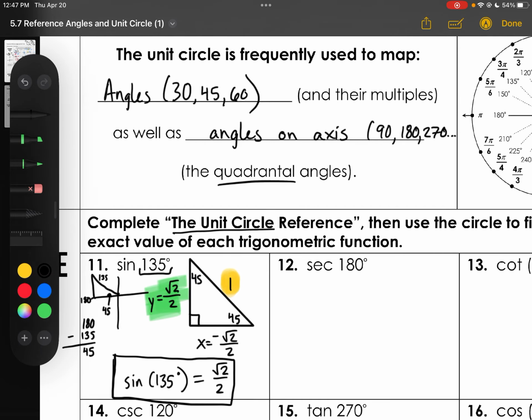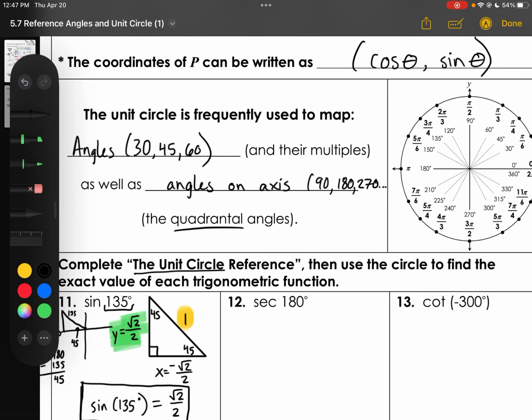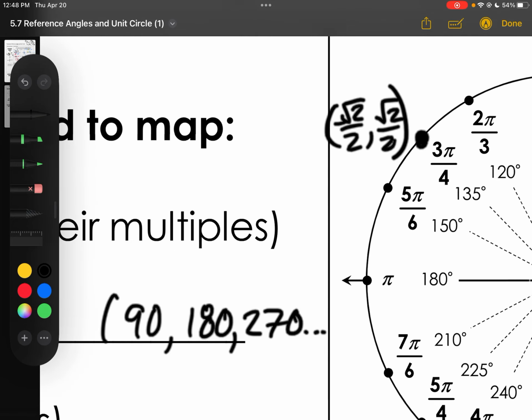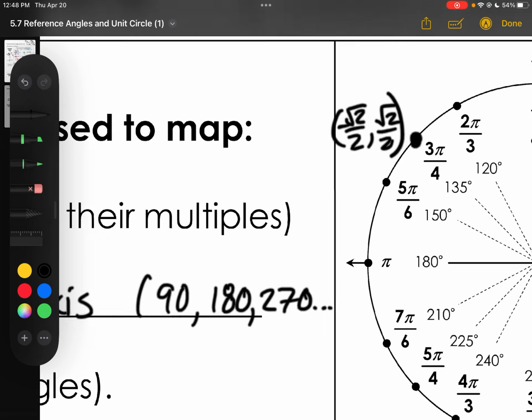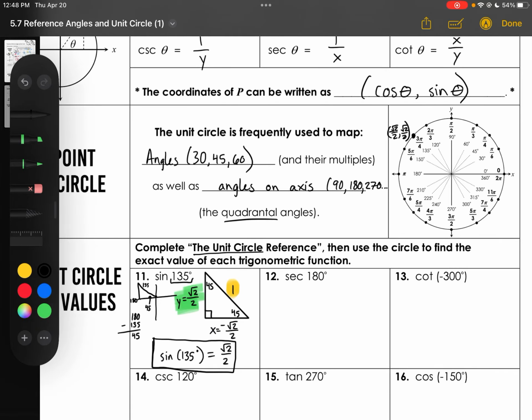So if we go back to the unit circle now at 135 degrees, we can determine that this point right here, if we're going to list an ordered pair for it, we have an x value of negative root 2 over 2. We have a y value of root 2 over 2. And as we go through these questions, we're going to be able to start filling in our unit circle a little bit more as we go. So we have one value down, so let's go to our next value, 180.